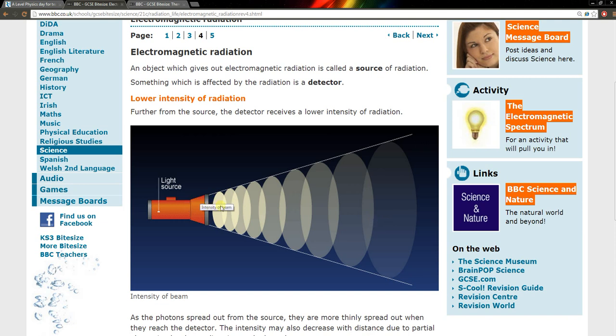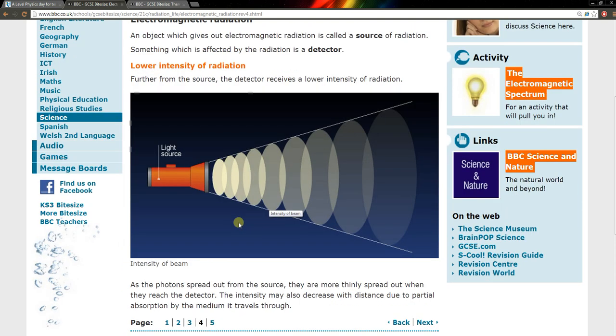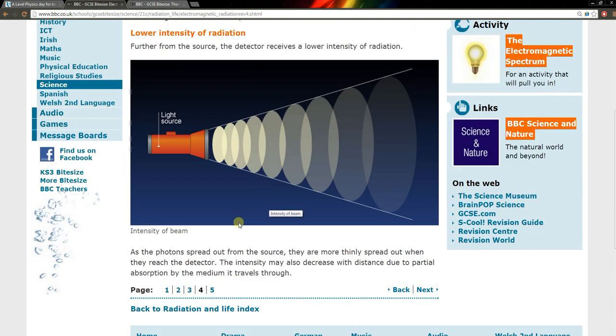Well, the further away you are from the light source, like my light bulb, the more spread out and therefore the less intense the beam becomes. This is quite a useful diagram. I could use it to help my explanations. So I could use it as a piece of secondary data. It's not a table, it's not a graph, but it does support my hypothesis.